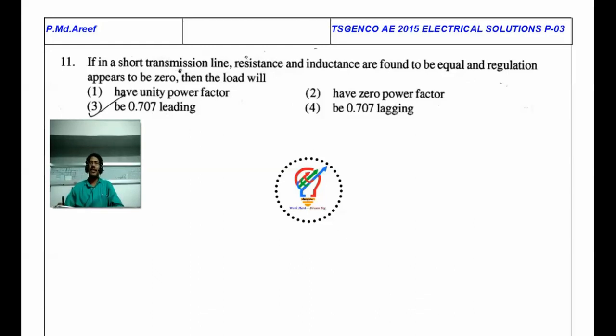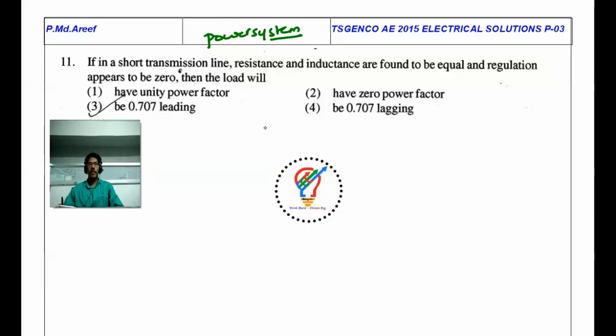Now in this session we will solve the Telangana State Genco AE 2015 electrical solutions. We are going to solve the problems from power system. The question on the screen is: if in a short transmission line resistance and inductance are found to be equal and the regulation appears to be 0, then the load will be.